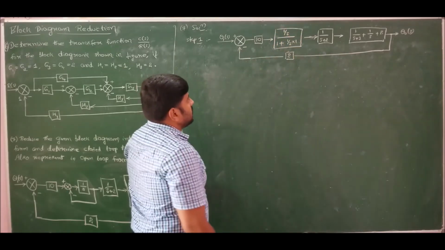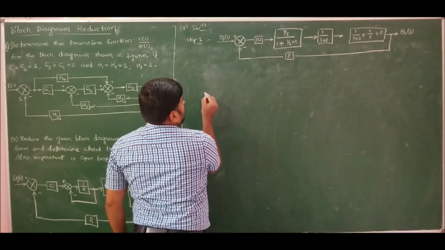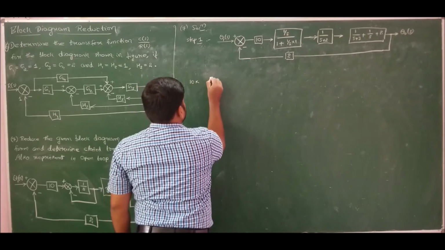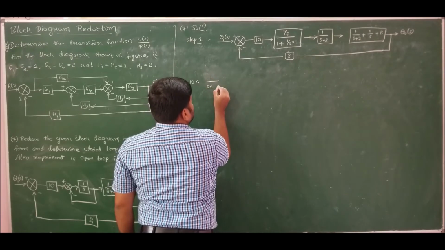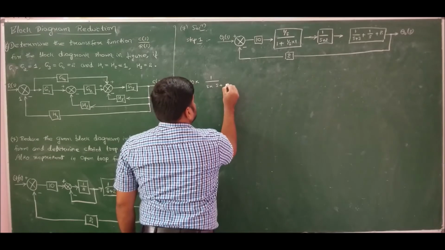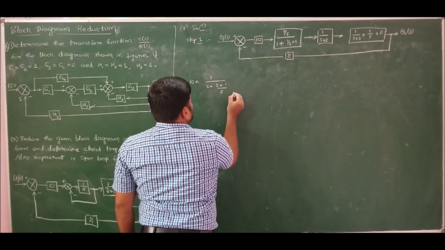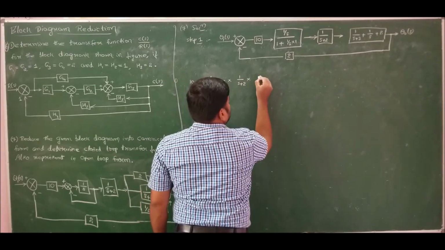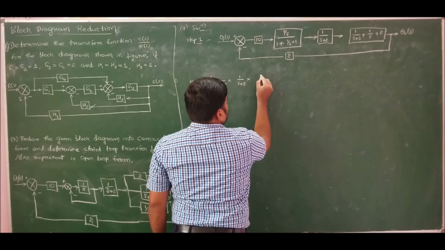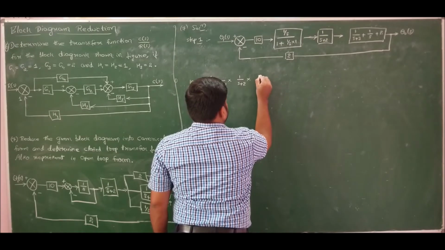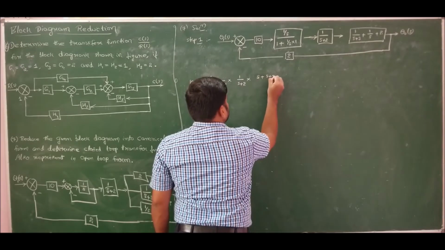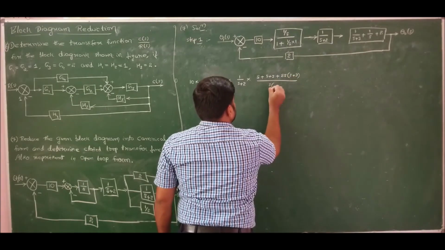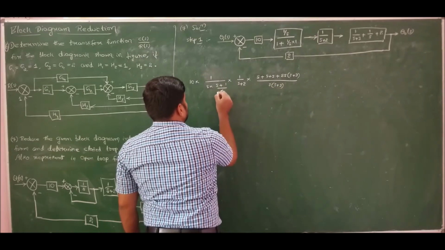So therefore, to get the canonical form, let me multiply and write. If I multiply and write, how much will I get? That is, we have 10 into 1 by s into s plus 1 by s plus 1 by s into 1 by s plus 2 into, throughout if you take s into s plus 3 as LCM, I will get s plus 3 plus 2s of s plus 3 divided by s into s plus 3. So this is what I have.